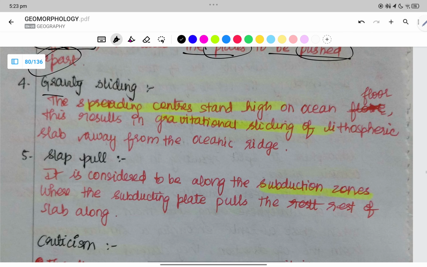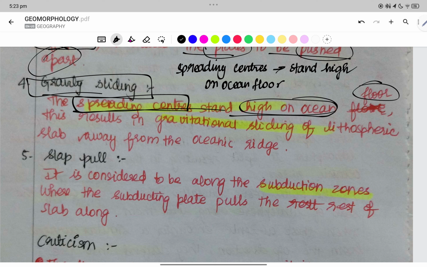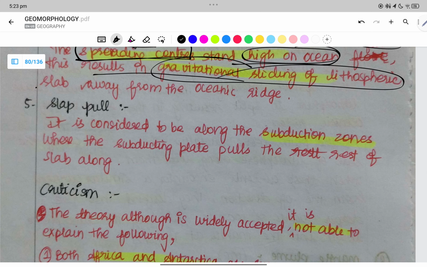Next, we have gravity sliding. Spreading centers stand high on the ocean floor. These spreading centers stand high, which results in the gravitational sliding of the lithospheric slab away from the ocean ridge.